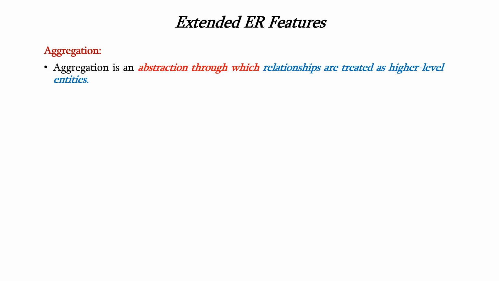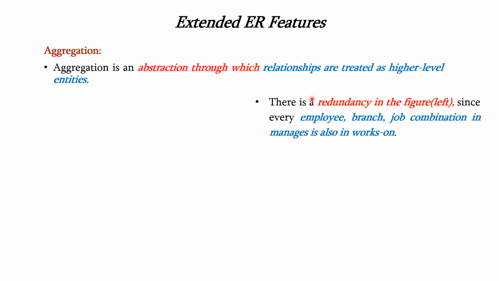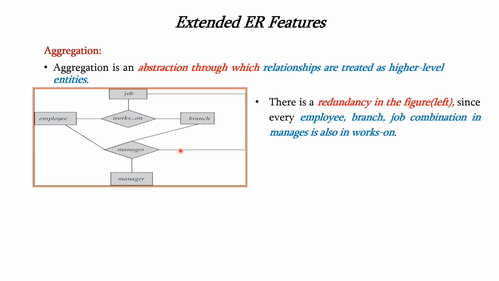Now let us see about the aggregation. Aggregation is an abstraction through which relationships are treated as the higher level entities. There is a redundancy in this figure shown. Here every employee, branch and job combination in managers is also related to the works on. So we can see that all these three entities are connected to both works on as well as the managers.